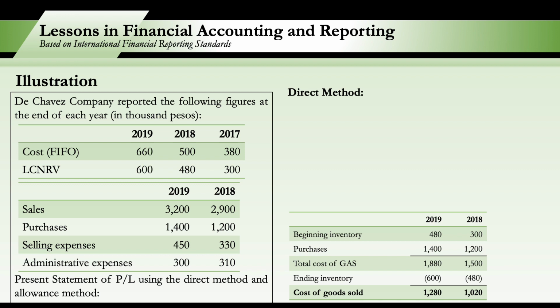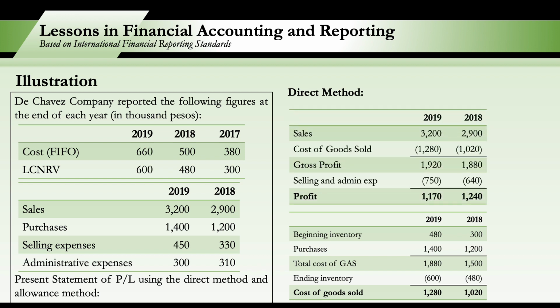And then for 2019, our beginning inventory also at its LCNRV of 480,000. Purchases 1,400,000. So our total cost of goods available for sale is 1,880,000. Then we deduct ending inventory also at cost of 600,000. So our cost of goods sold is 1,280,000.